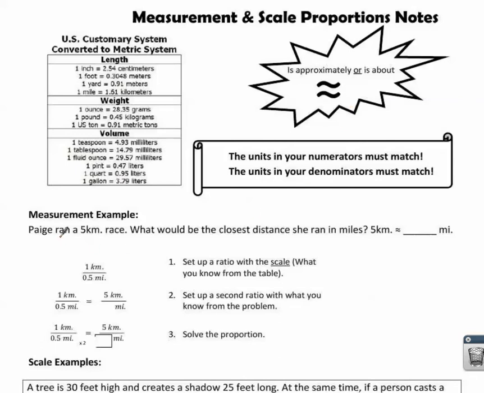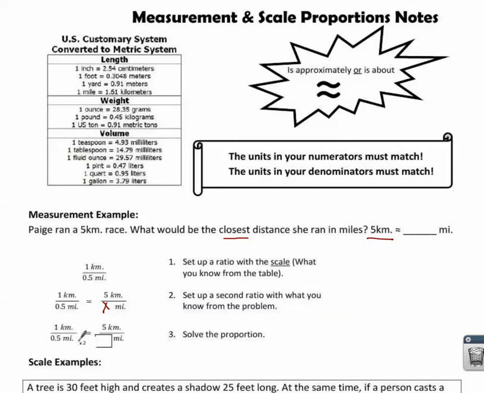So let's look at a measurement example. Paige ran a 5-kilometer race. What should be the closest distance she ran in miles? It gives you the scale of 1 kilometer for 0.5 miles. Again, this is an approximation. You want to use this scale given to you and equal it to what you want to find out. My kilometers are on top. So 1 kilometer is equal to 0.5 miles. So 5 kilometers is equal to how many miles?